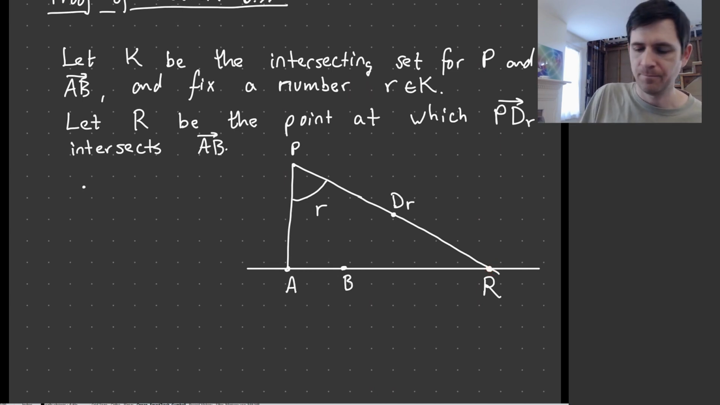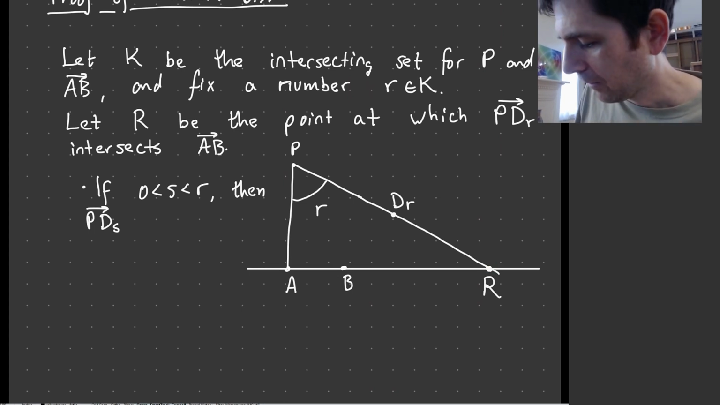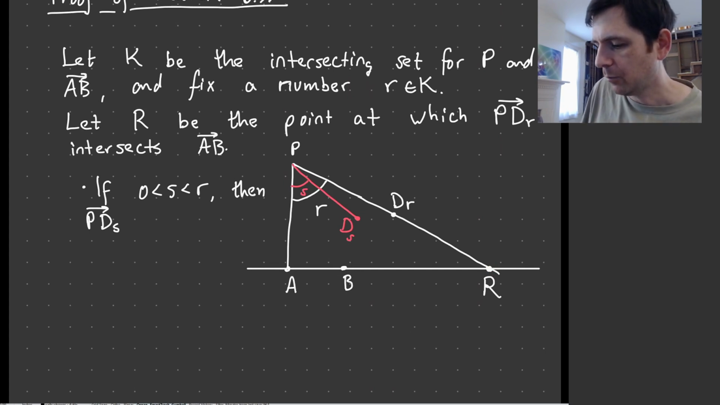Okay, so now if S is between 0 and R, then PDS, so here's S, some angle, and we get DS, which is the point we use to construct that angle. And now we look at the ray PDS.